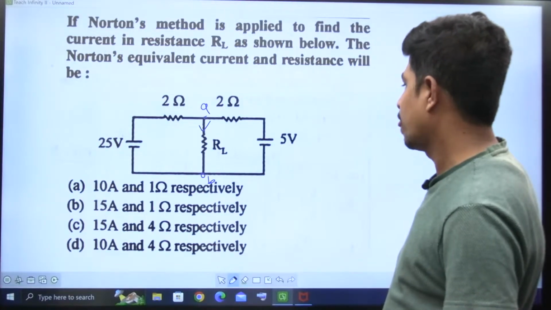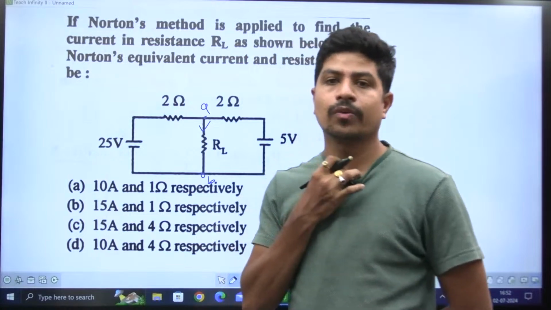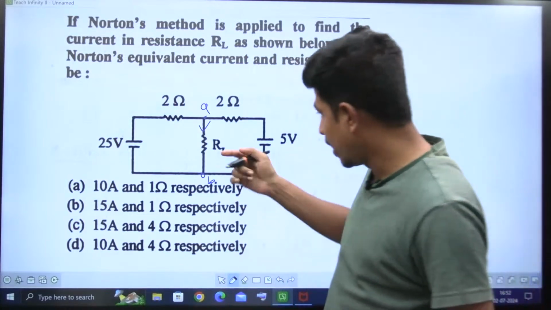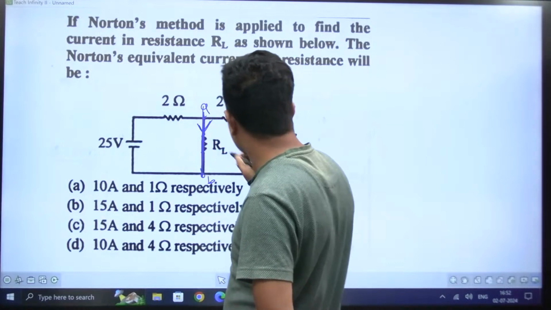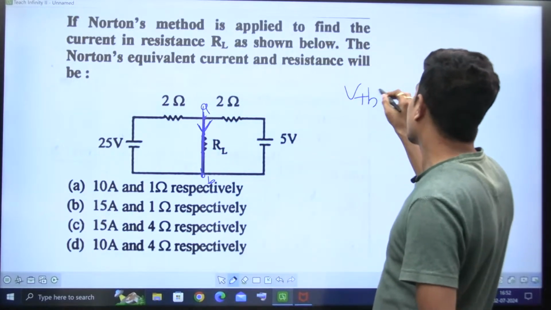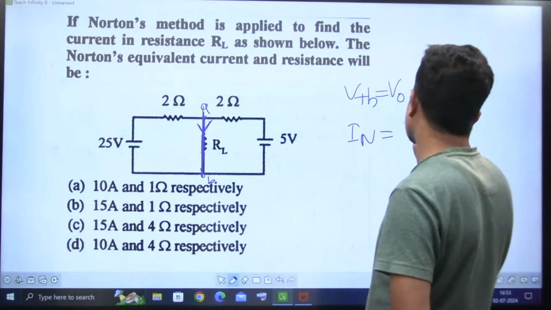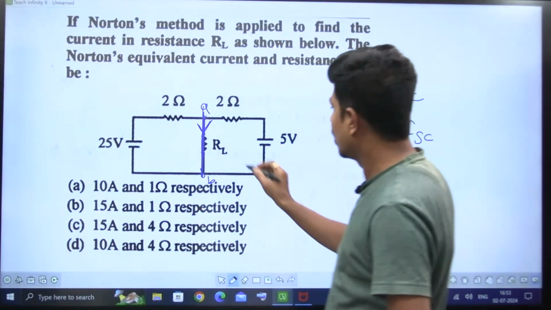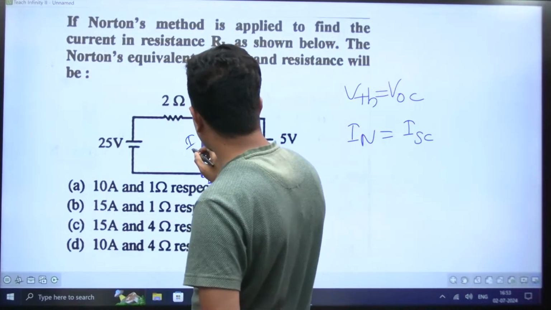But sorry, Norton's means a short circuit. Norton's current means short circuit current, ISC. V Thevenin is nothing but VOC, open circuit voltage. I Norton's is nothing but ISC, short circuit current. So what I did is I short circuited this. Therefore, I'm going to get ISC.